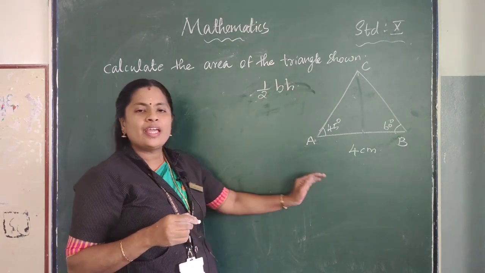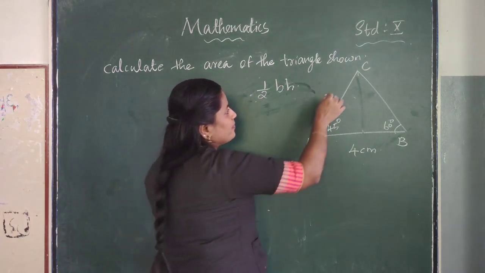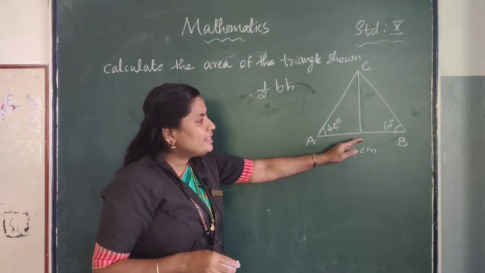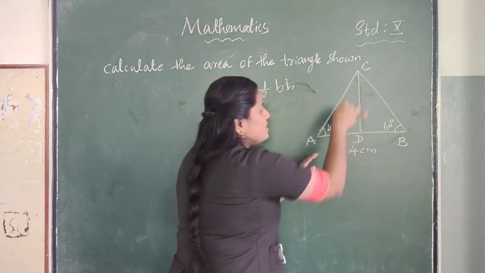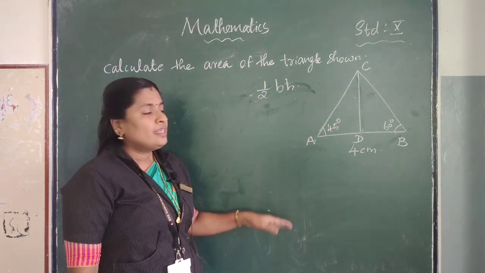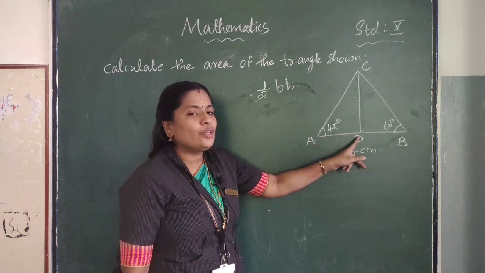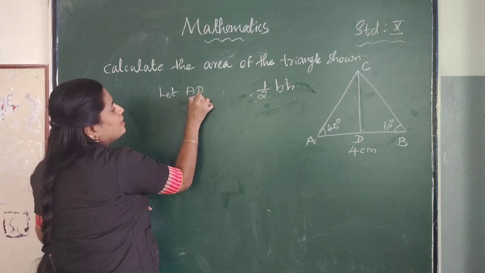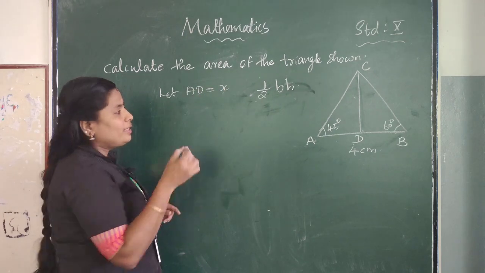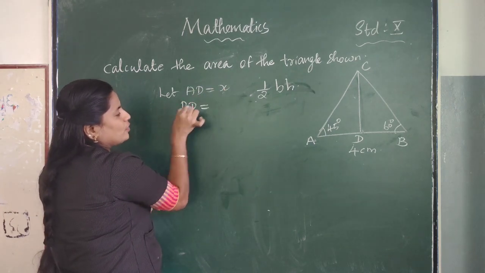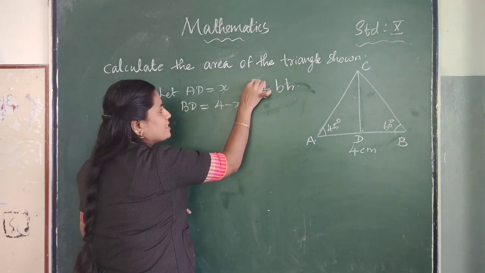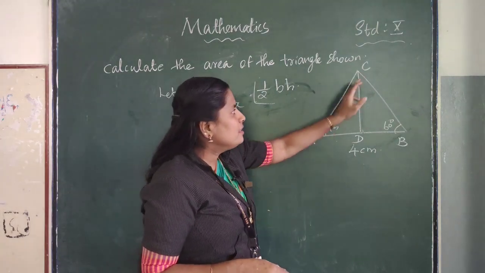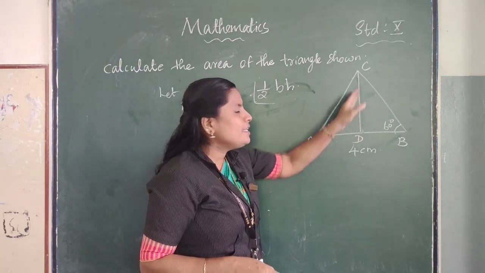So here we can draw a perpendicular line. Then we can name it CD. CD is the perpendicular line. Here we can take AD equal to x. Let AD equal to x. So what about BD? BD equal to 4 minus x. Now, we can consider the triangle ADC.